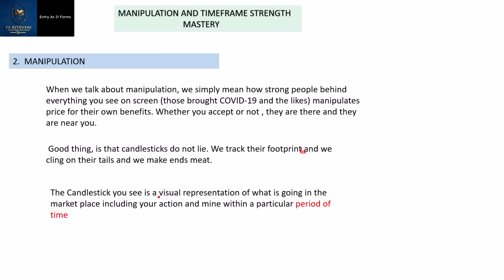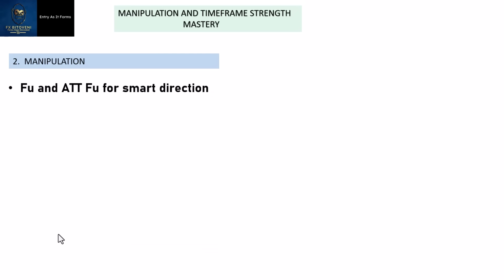The candlestick you see is a visual representation of what is going on in the marketplace, including your action and mine within a particular period of time. Always time. I'm talking about time. Don't forget that. Time. Hope you get the idea. Then let's dive deep now.